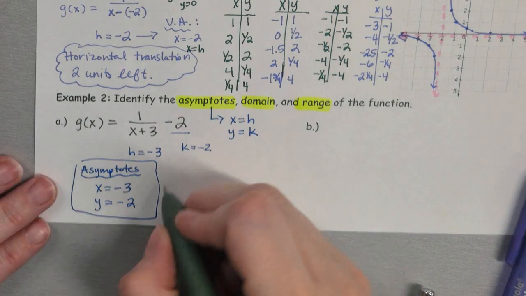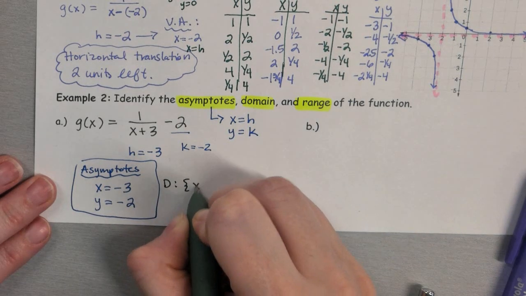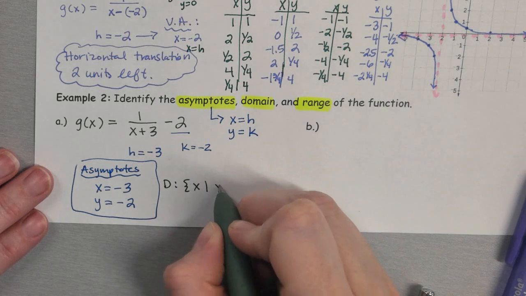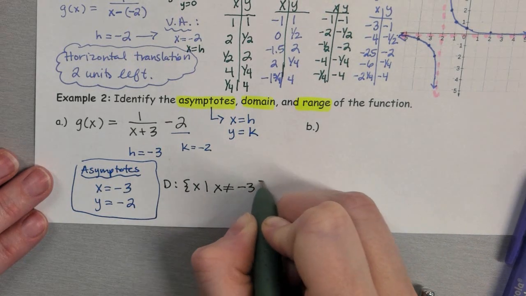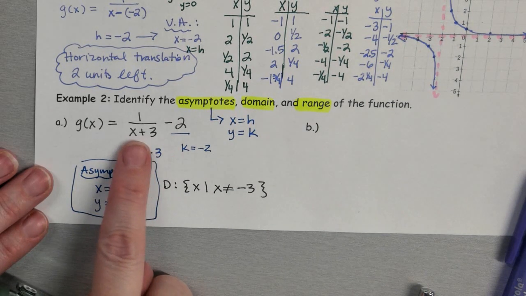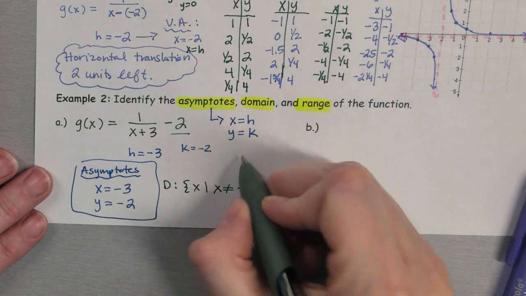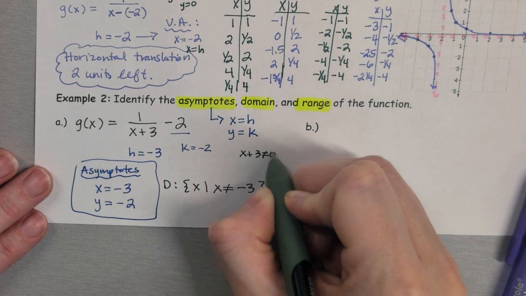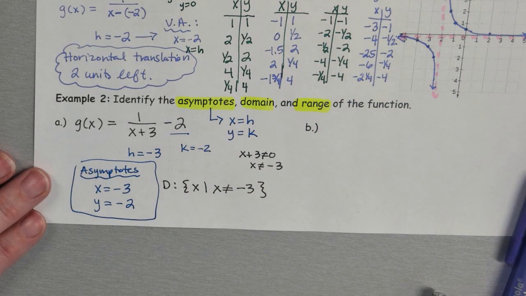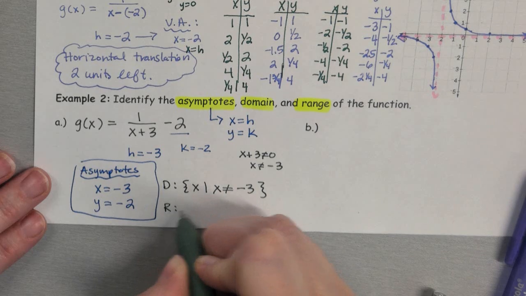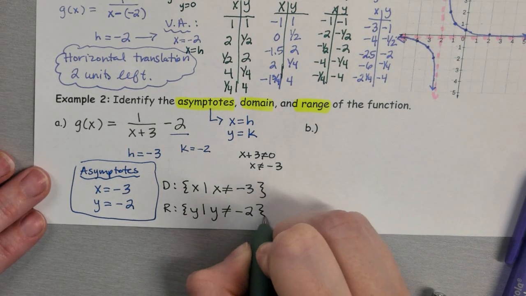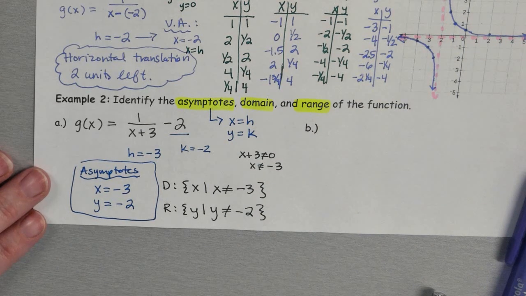And then remember, the domain is related to the asymptote. So if it's x equals negative 3, we have all values of x such that x cannot be negative 3. You could also think of it as, I can't have the denominator be 0. So x plus 3 can't be 0, so x can't be negative 3. Either way you want to think of it is fine. The range is related to your vertical asymptote, so it can be all values except for negative 2.